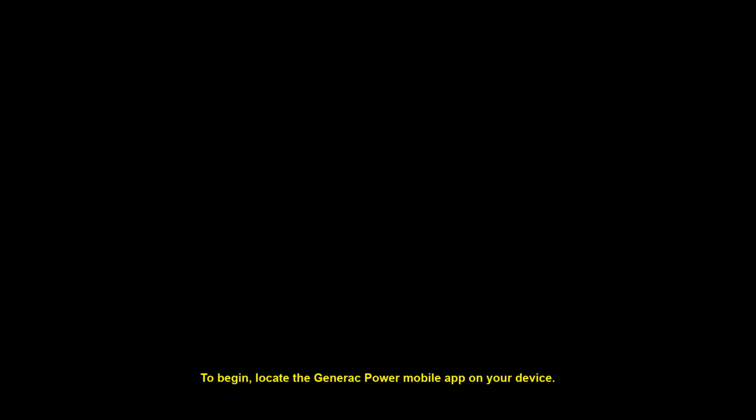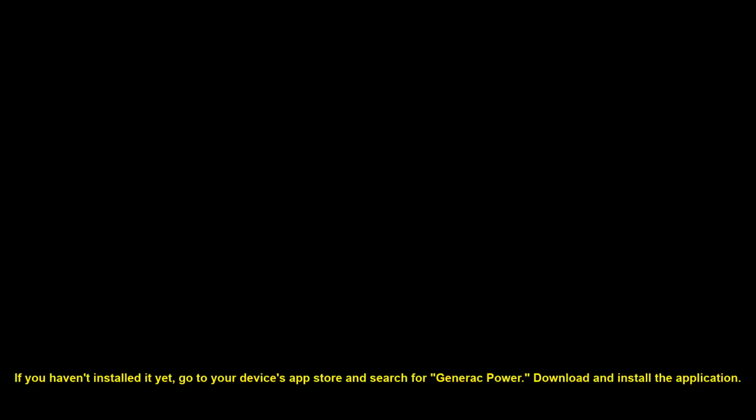To begin, locate the Generac Power mobile app on your device. If you haven't installed it yet, go to your device's app store and search for Generac Power. Download and install the application. Once the app is installed, tap to open it. You will be greeted by the login screen.